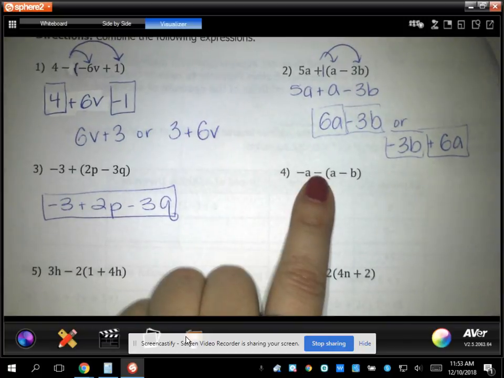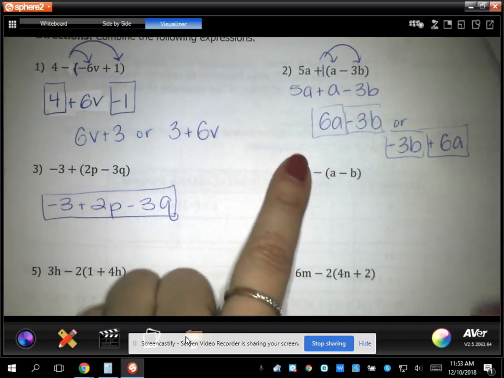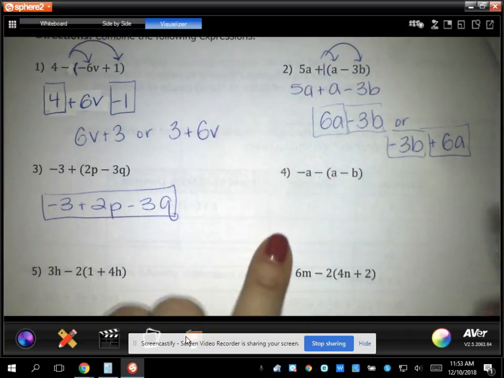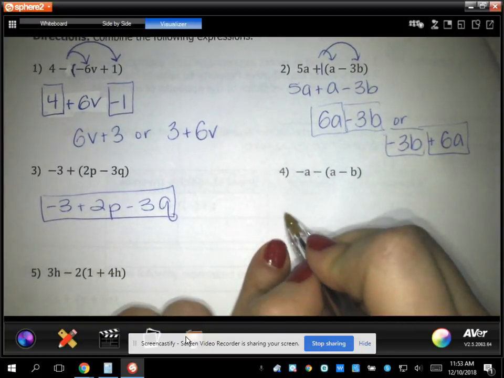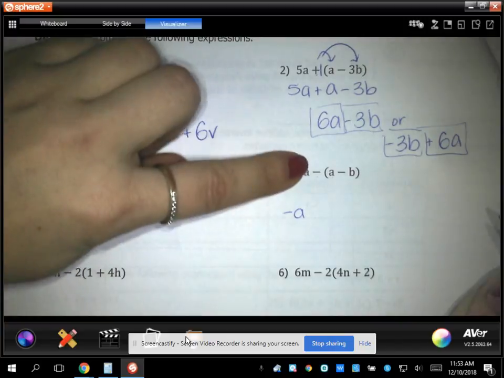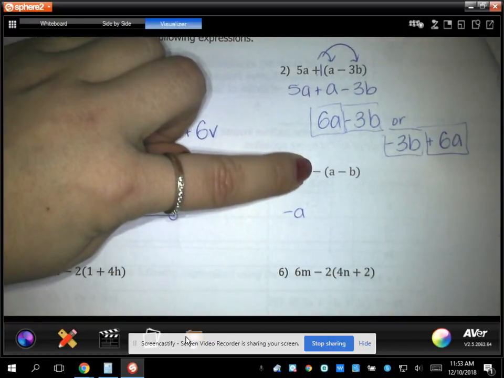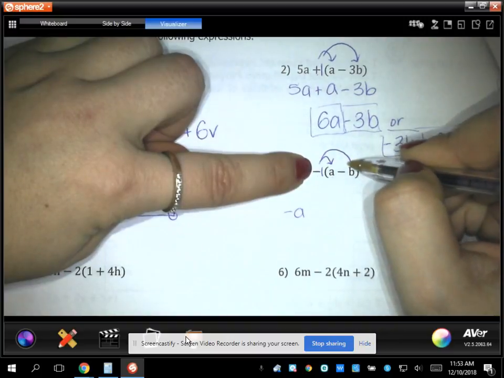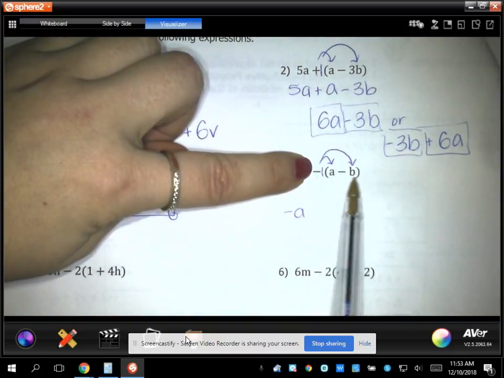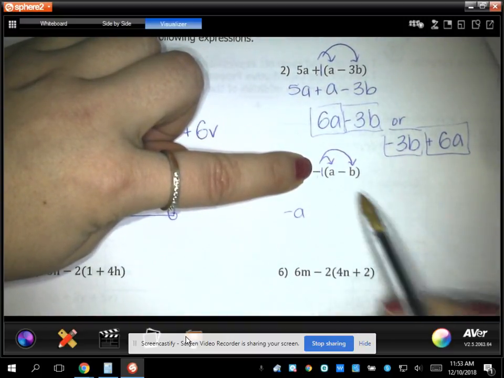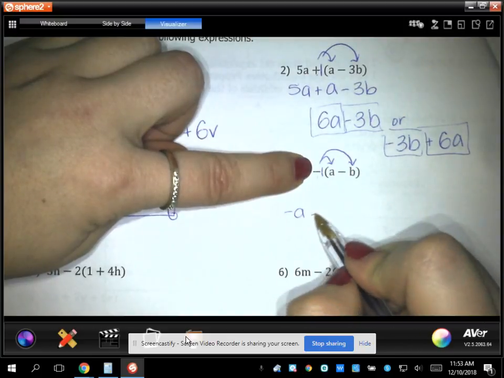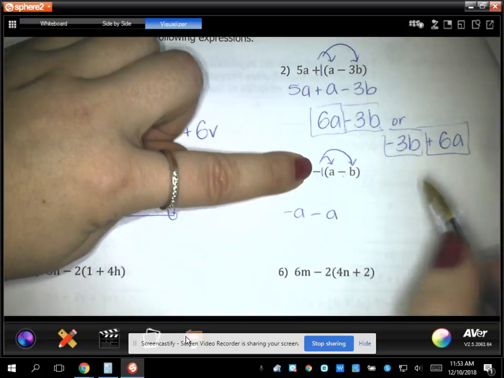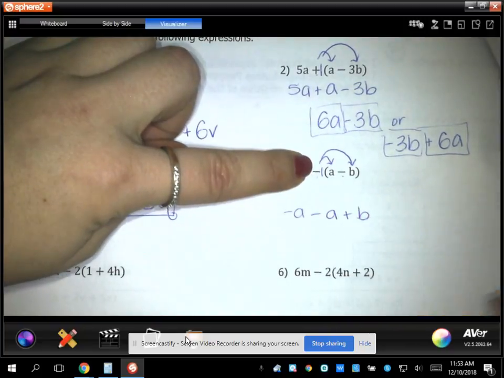Here, there is a negative sign in front of the parentheses. So I'm not just subtracting a, I'm also subtracting negative b. So I'm going to bring down my first term, negative a. I'm going to cover this up with my finger, and I'm going to distribute this subtraction sign, which is really like multiplying everything in the parentheses by a negative 1. So negative 1 times a is negative a. Negative 1 times negative b is a negative times a negative. That's just a positive b.